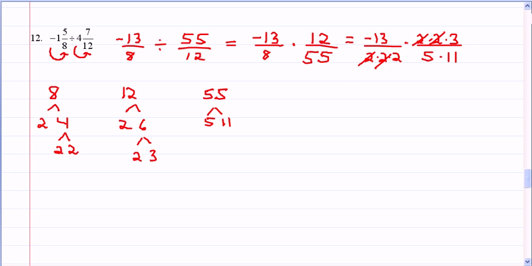So 2 of the 2's cancel, and I'm left with -13 times 3 over 2 times 5 times 11, and -13 times 3 is -39. 2 times 5 is 10, and then times 11 is 110.